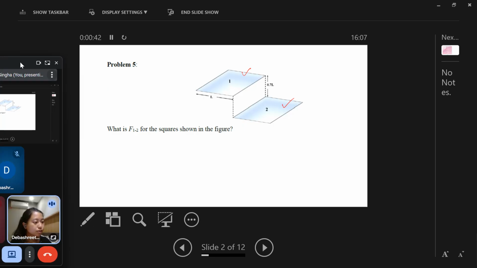So we have two surfaces, one and two, and they are separated by a distance of 0.7 L. Both the surfaces are square in nature. They have the same sides, and all the sides are of L length. So this is surface one, this is surface two. Now we have to find out what F12 is for the squares shown in the figure. View factor F12: how much one is radiating and which is received by the surface two.